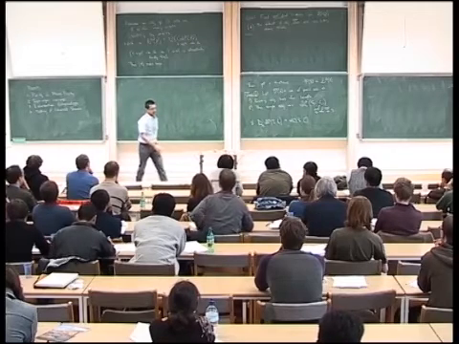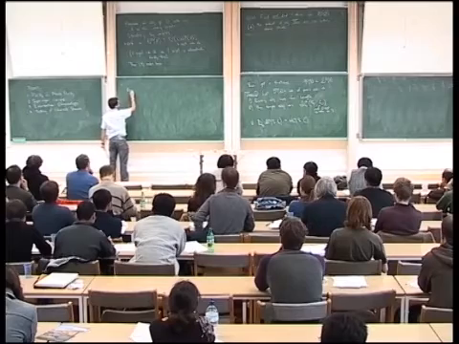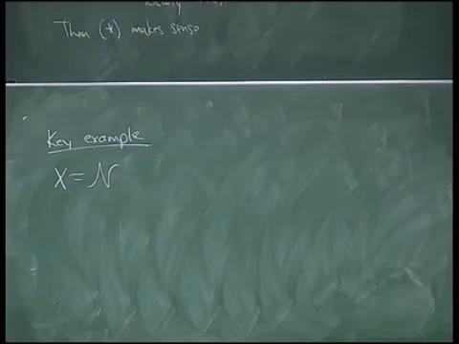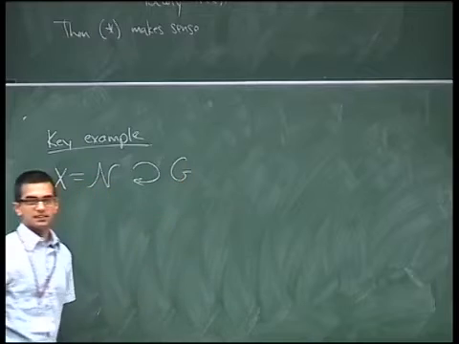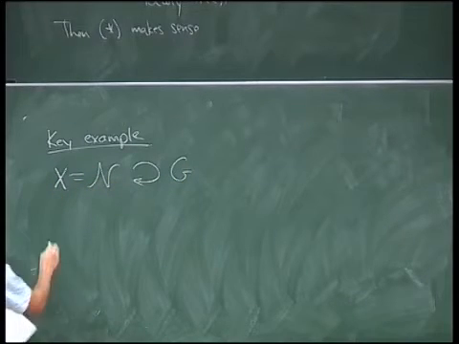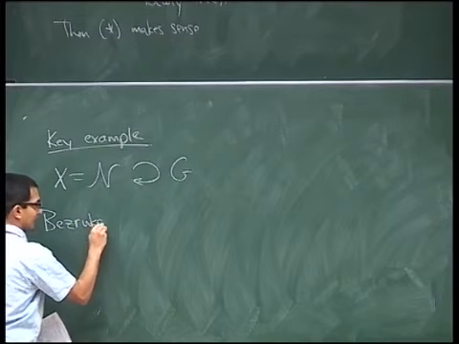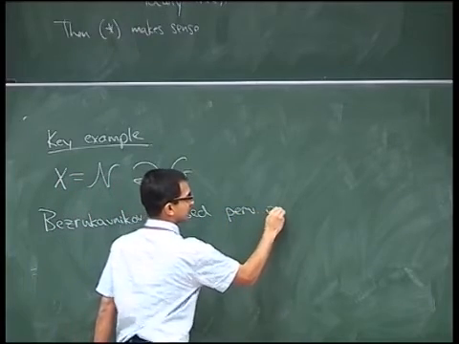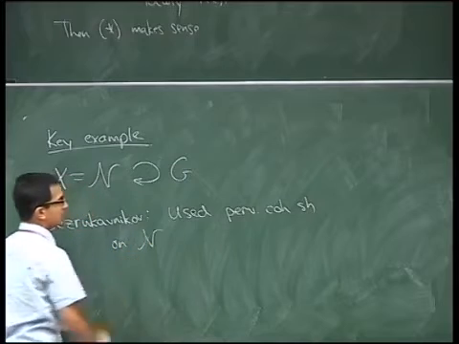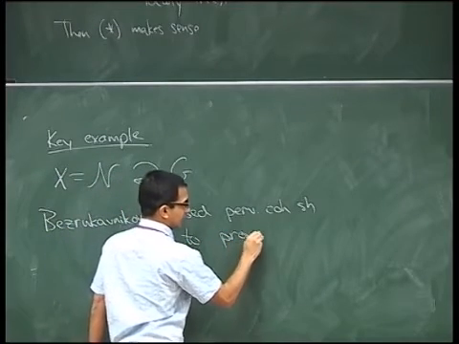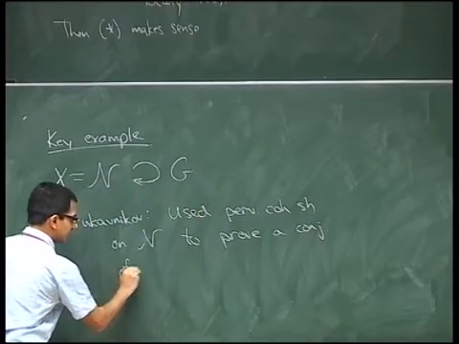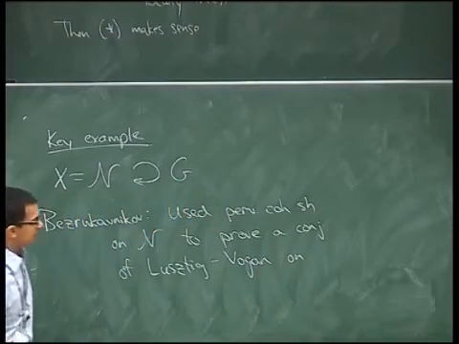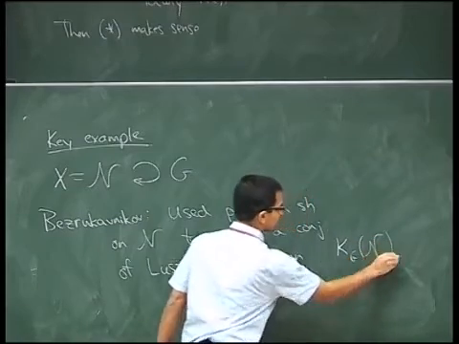Yeah, so the main example of this that's found use is not on an ind scheme. It's on the nilpotent cone, and of course the group acts on the nilpotent cone with finitely many orbits. Bezrukavnikov has used perverse coherent sheaves on N to prove a conjecture of Lusztig and Vogan. Well, it's a conjecture on bases for the G-equivariant K-theory of the nilpotent cone.